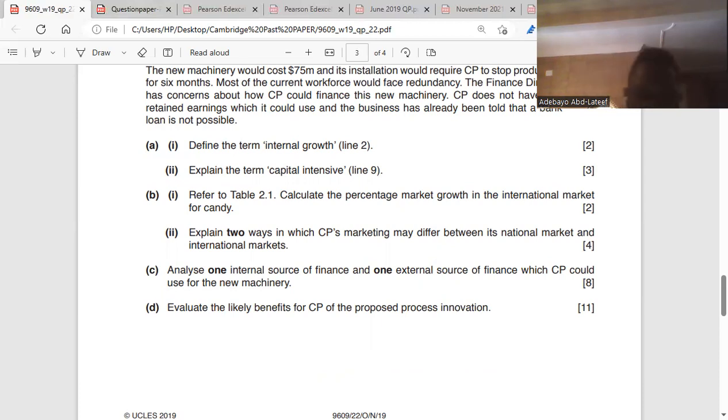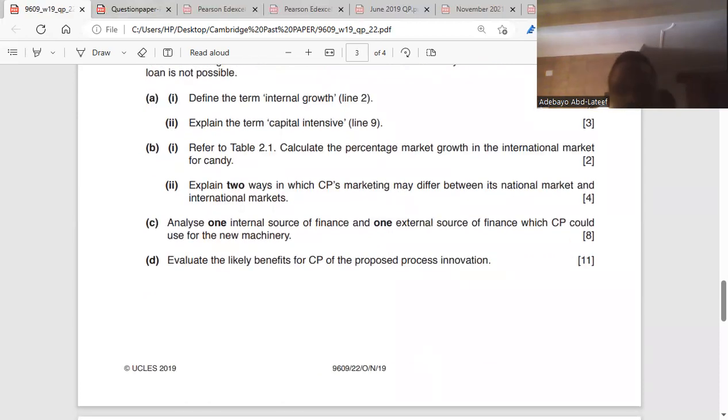Very clear. C, analyze one internal source of finance and one external source of finance which CP can use for the new machinery. First you have to define internal source of finance and external source of finance. What is an internal source of finance? When you source funds within the business, it is internal. Examples are retained profits, sales of unused assets, or personal savings. These are internal sources of finance.